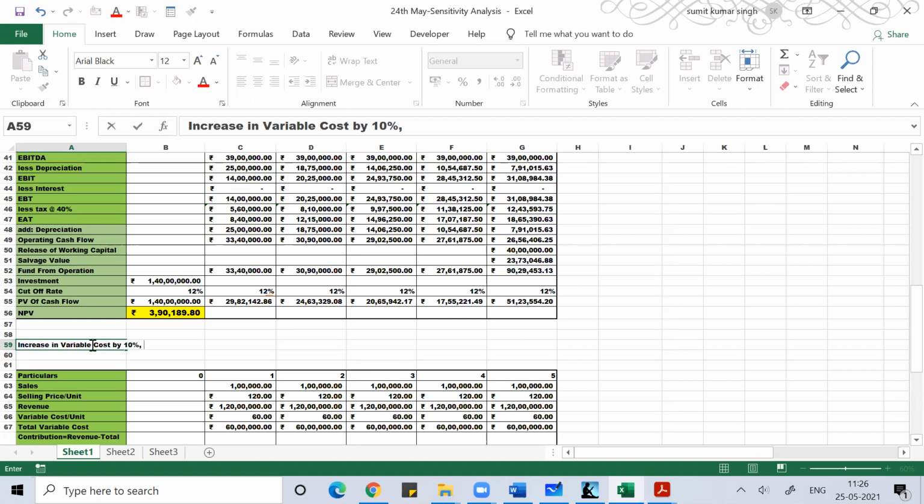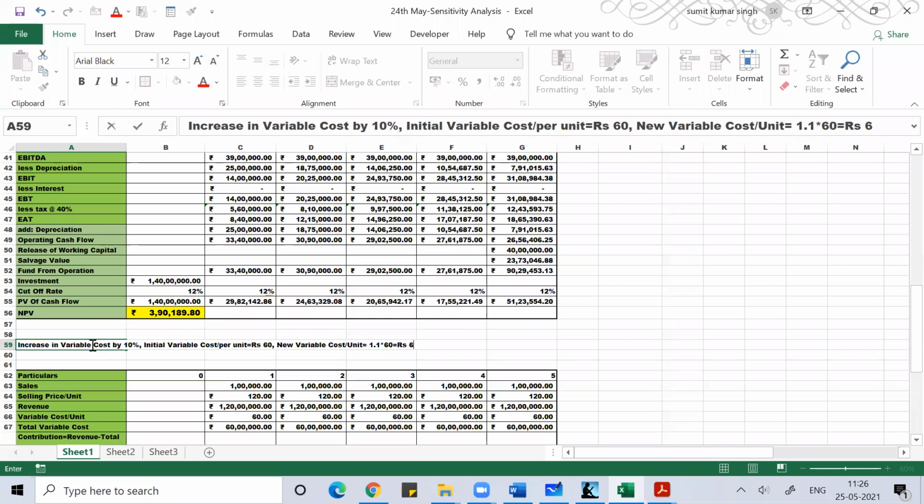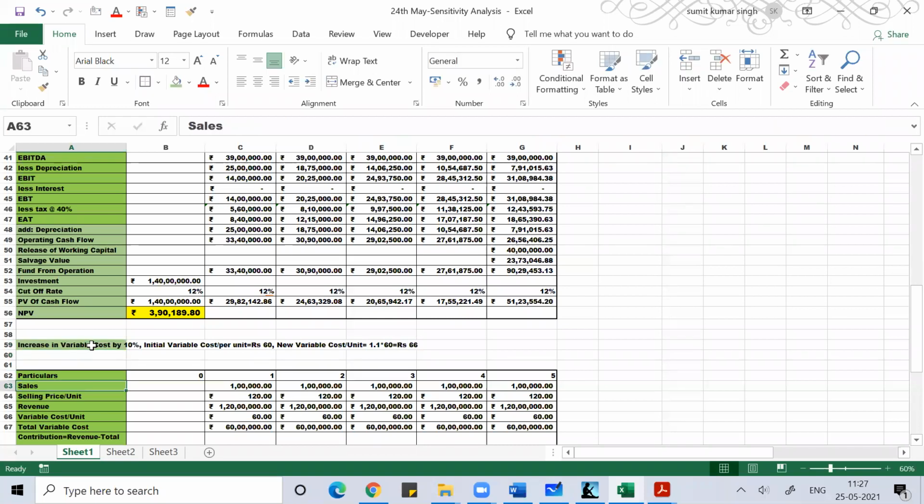So what is your variable cost? I think 60 rupees, no? Initial variable cost per unit was 60 rupees. So the new variable cost per unit, if it increased by 10%, means 1.1 into 60, which becomes rupees 66. I hope you understand this.